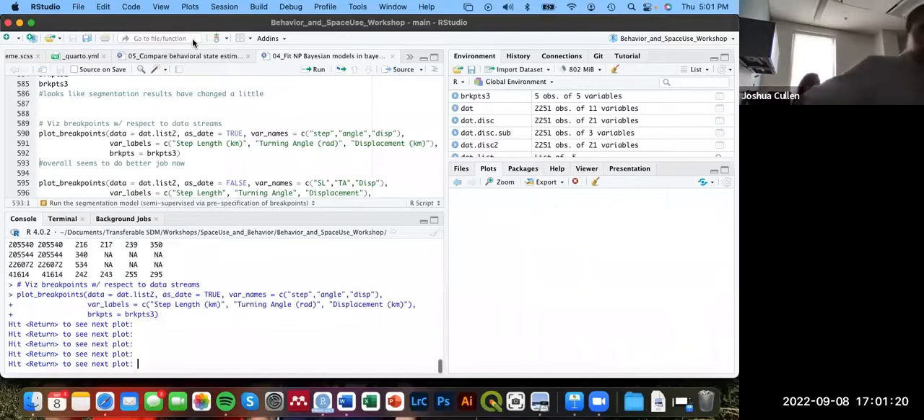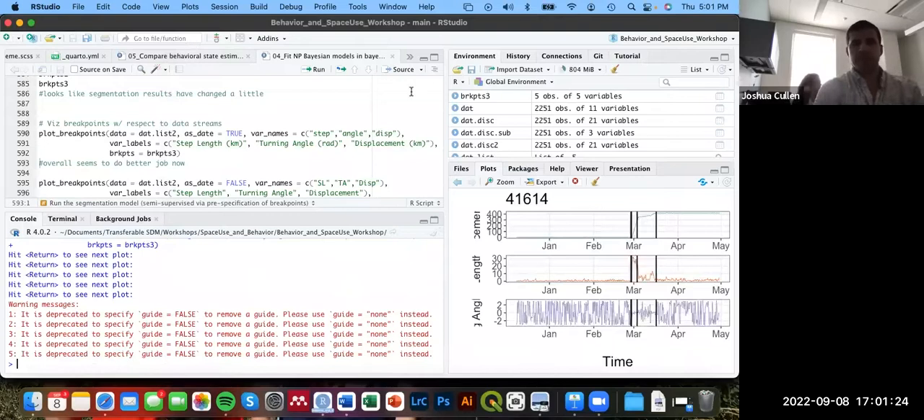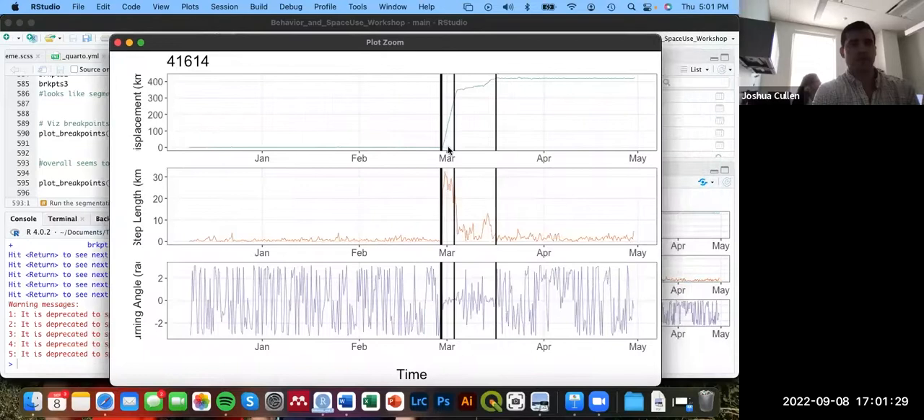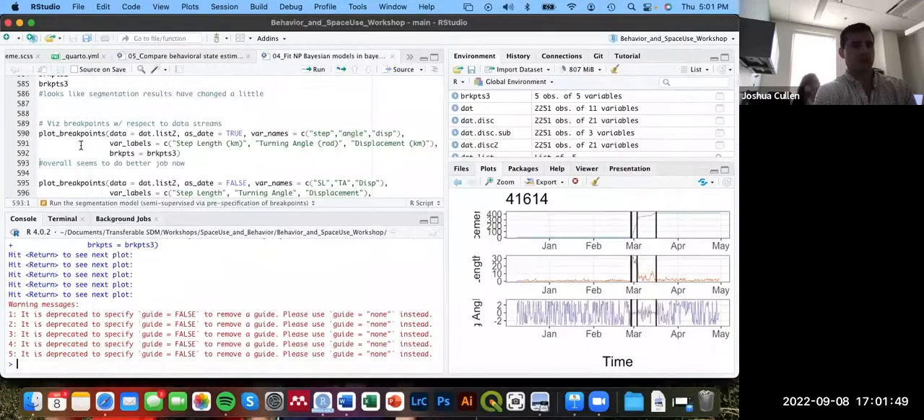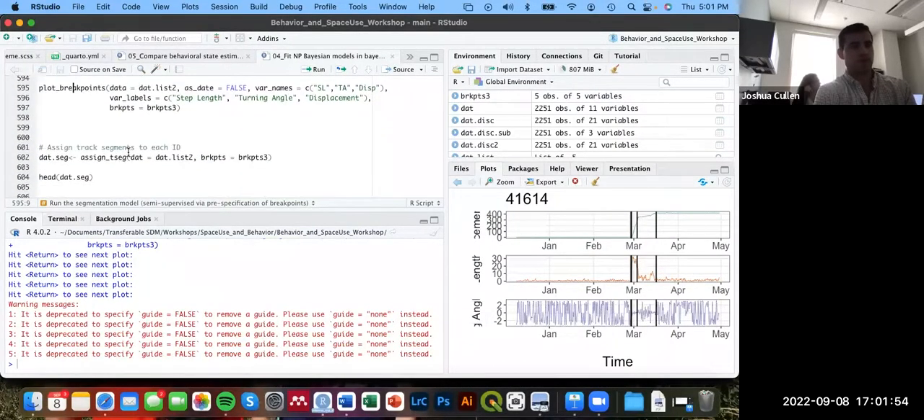The 2 resident individuals are essentially unchanged. They only have 1 breakpoint. And then this last individual has fewer breakpoints than before, but they characterize these changes better. So we have this displacement phase that's rapidly increasing, and then it slows down a bit, and then it's relatively flat here. And that's shown also similarly with their step lengths and turning angles and how those change. So that's all very reassuring. And again, you could do the same thing with the discretized versions of those variables.